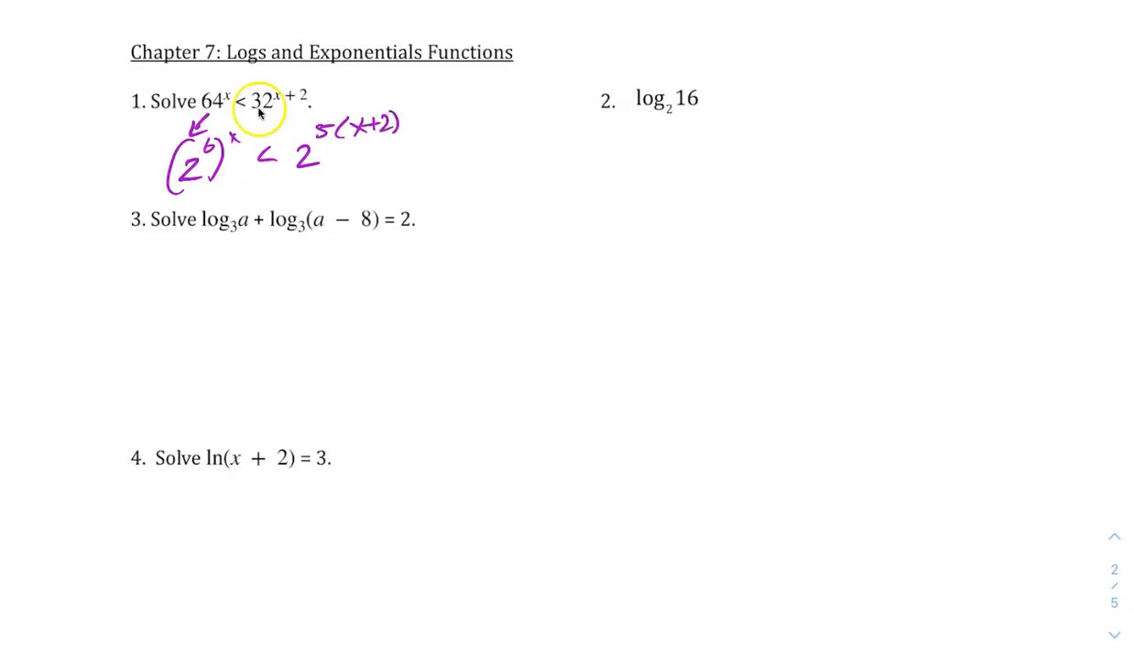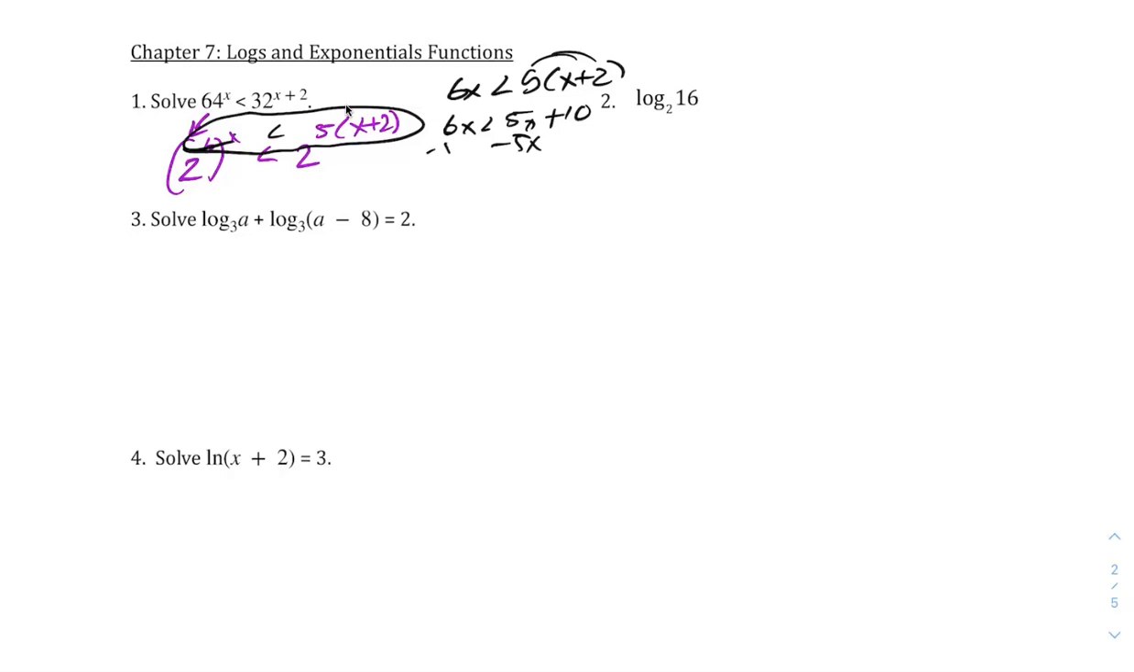Right, so you want to get them to be the same base. So 64 is the same thing as 2 to the 6th, 32 is the same thing as 2 to the 5th. Now once you get the same base, since they have the same base, you just worry about the powers. And you have 6x is less than 5 times x plus 2. Don't forget to distribute the right side. 5x plus 10. Subtract the 5x. And we get x is less than 10. That's our answer. No domain on this one because it's all real numbers, your domain here.